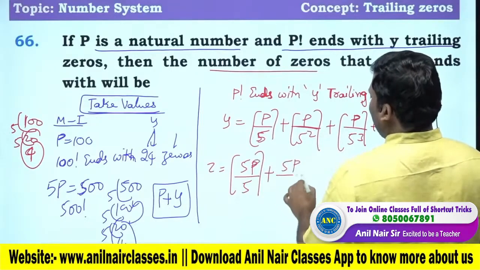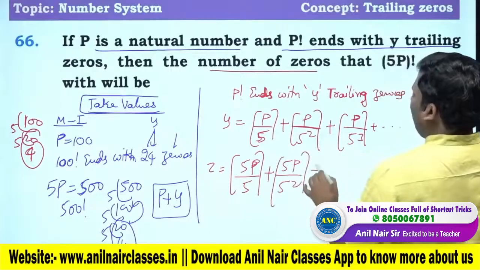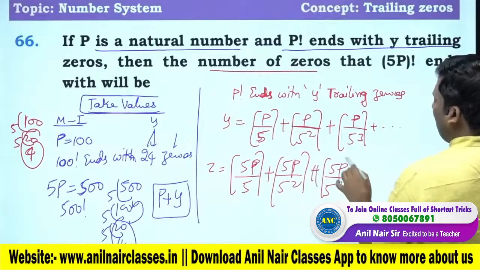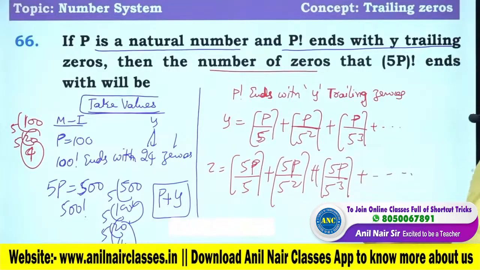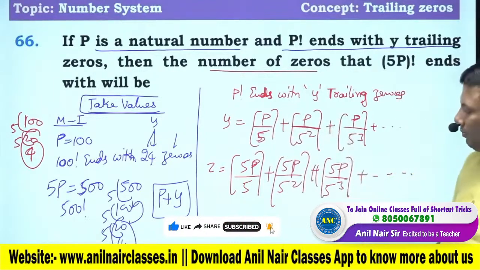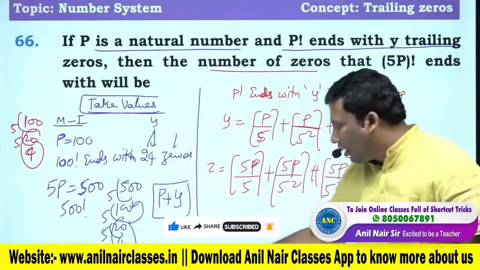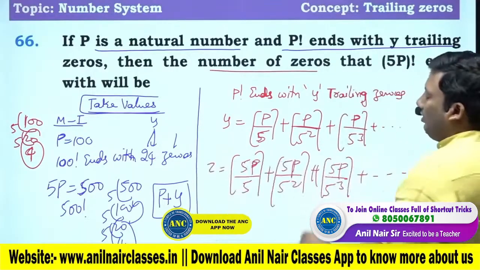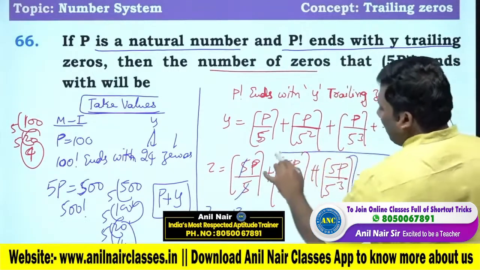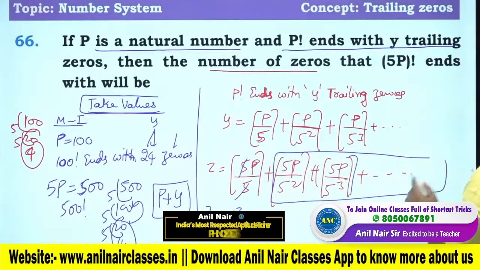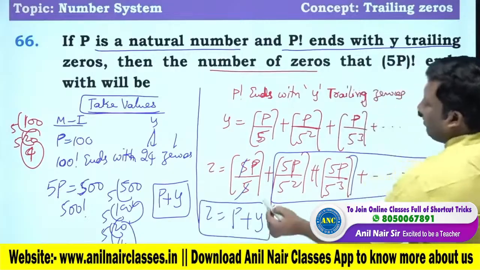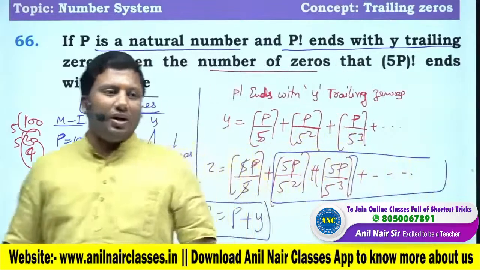5p by 5 square, these for 5p factorial, 5p by 5 cube and so on. Are you all with me? Number of trailing zeros for P is P by 5, P by 5 square, P by 5 cube. For 5P it will be: if you observe, listen carefully, 5P by 5 is P, 5P by 5 square is P by 5, then P by 5 square and so on. So the answer is Z equivalent to P plus 5. Very, very easy question.